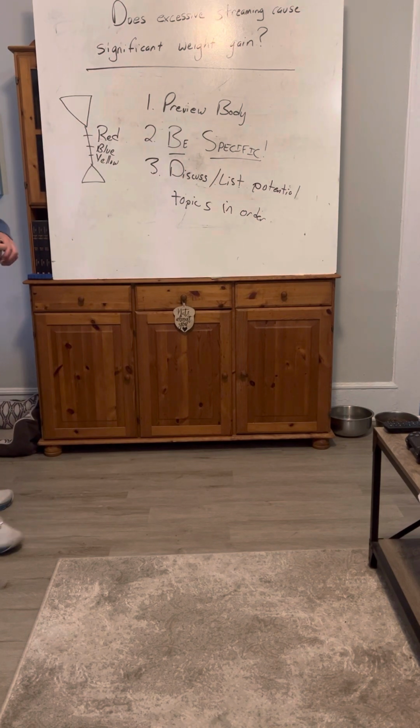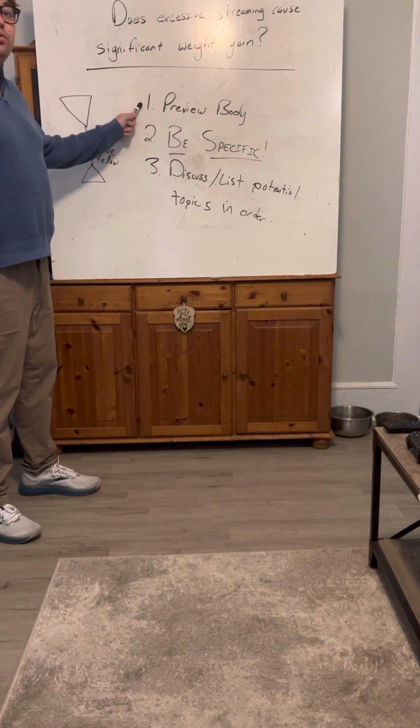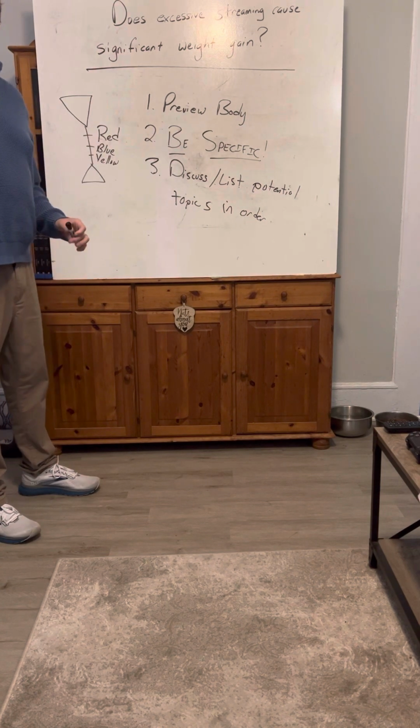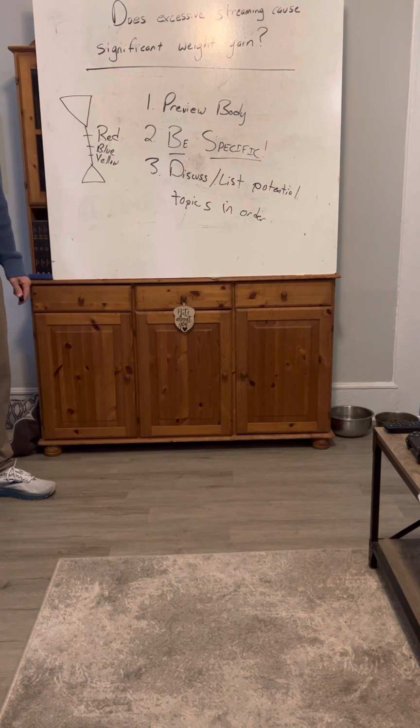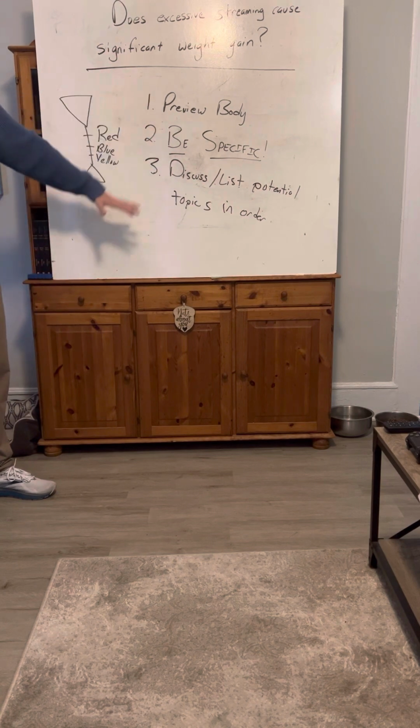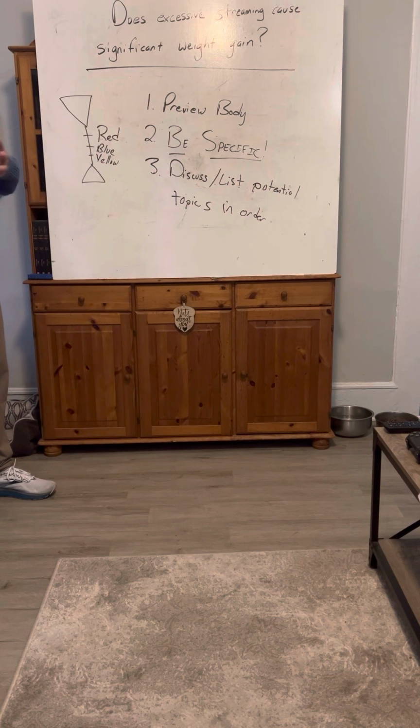All right, so you want to preview the body, so make sure that you list out the 3 topic sentence ideas that you're going to talk about for each one of the 3 body paragraphs, or however many body paragraphs you may need. Now, if you have 8 to 12 body paragraphs, don't list them all out. Some of them are going to have things in common, but we can get to that in a much later video.